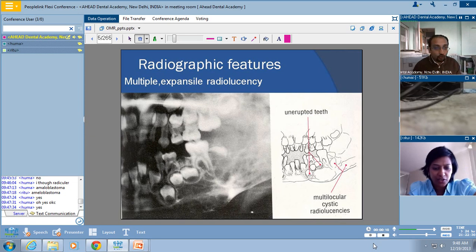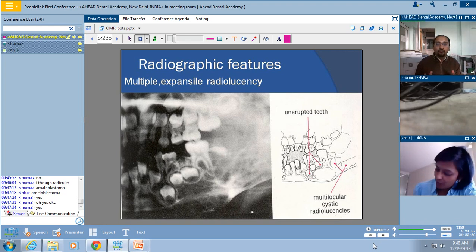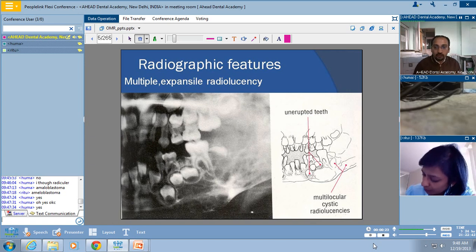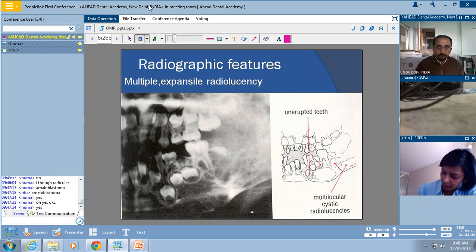It is odontogenic myxoma. In odontogenic myxoma, we see a tennis racket appearance or a multilocular radiolucency, which is one of the hallmarks of odontogenic myxoma. Is it clear?